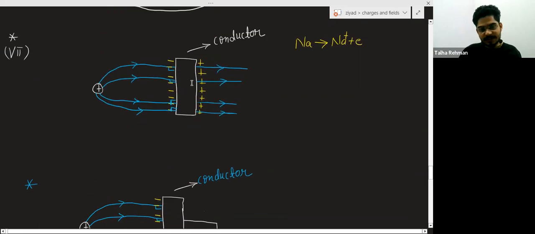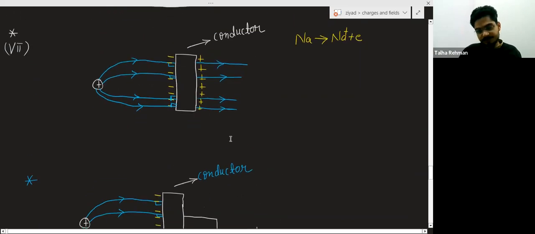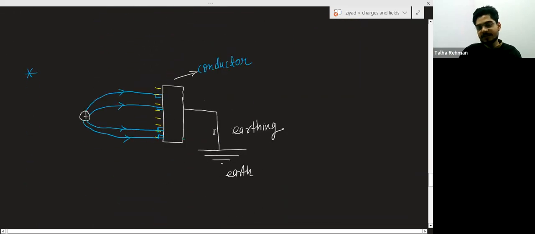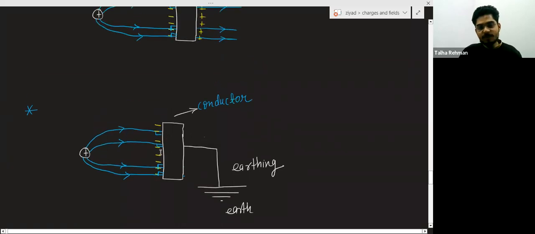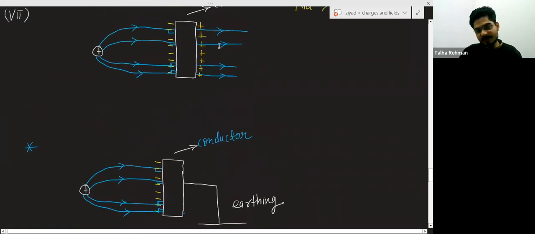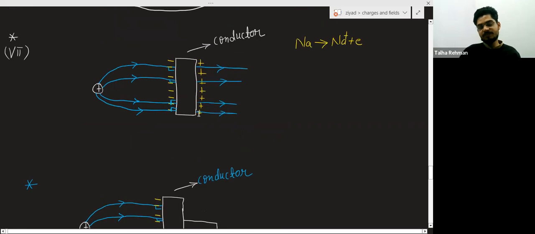Okay, now suppose this end of the conductor you have earthed. Earthed means all the charge will flow through this wire to the earth, and this end will become neutral. So this type of pattern you will get. All the charge from here will go to the earth and no electric field line will be there due to this surface.